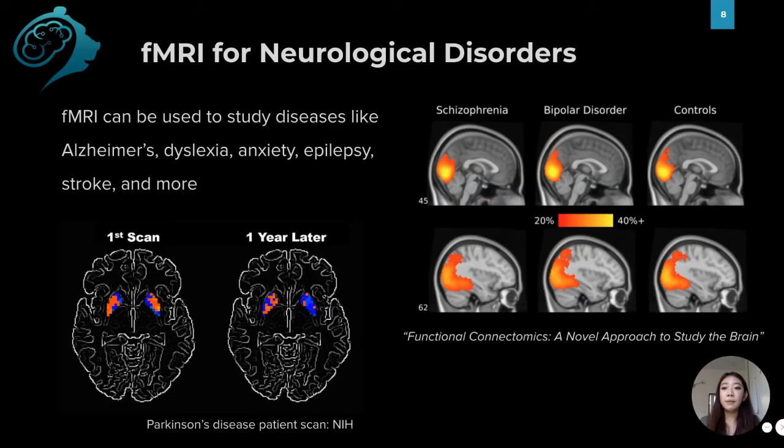So fMRI can also be used for neurological disorders. It can study diseases like Alzheimer's, dyslexia, anxiety, epilepsy, stroke, and more. For example, here, this is a scan of a Parkinson's disease patient, and it's showing the changes in these specific regions of interest in a Parkinson's disease patient. And then here are some visualizations of other disorders like schizophrenia and bipolar, compared to a control. You can see, for example, these regions seem much smaller in terms of activation.